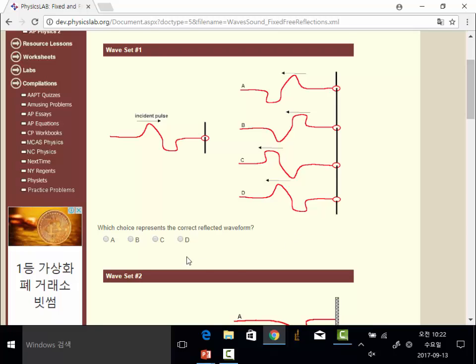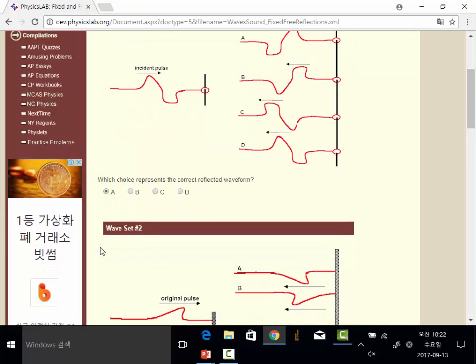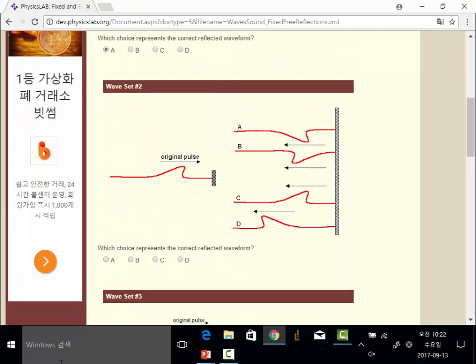So let's check A. And the second one. So now you have a fixed end. So it will be inverted, right? A, B, C, D, what would be your choice? B. B.